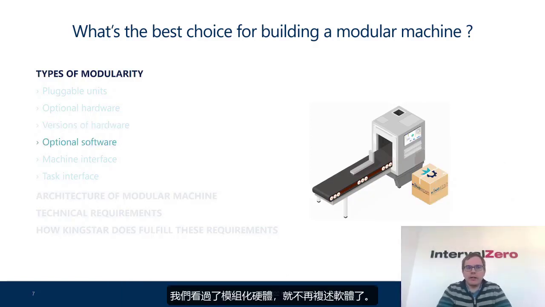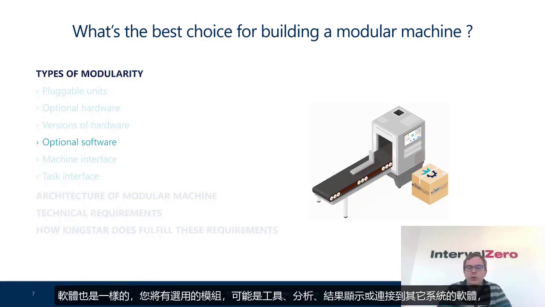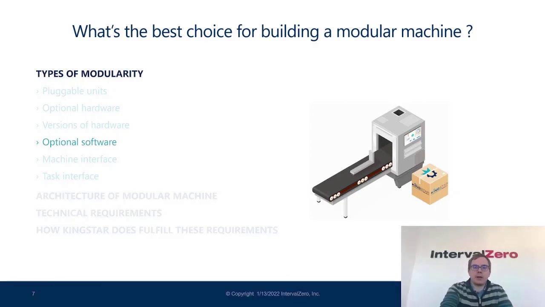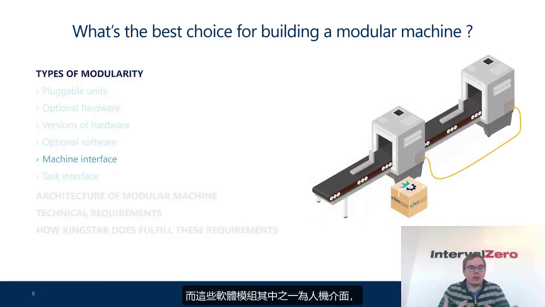Once we've seen the modularity in hardware, we're now going to the software. So same thing for software, you will have optional modules, which could be tools, analysis, result presentation, connection to other systems. And one of these software modules will be the machine interface.